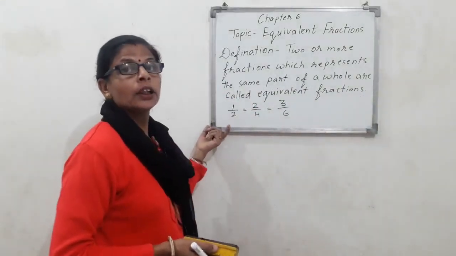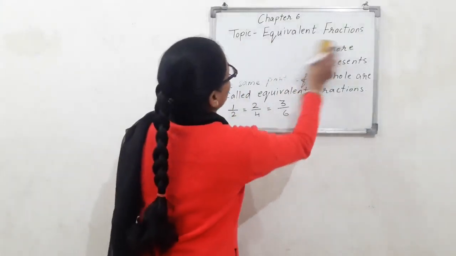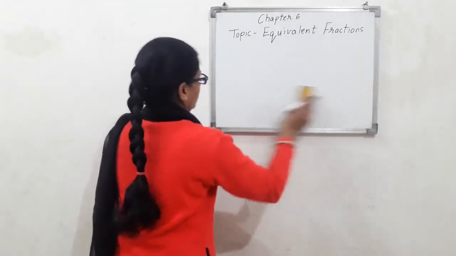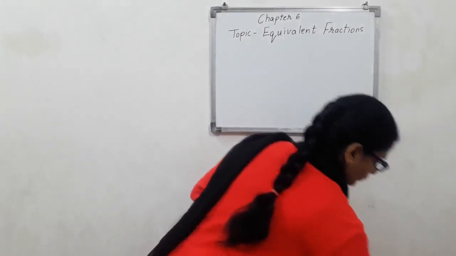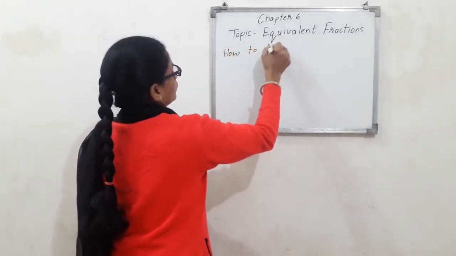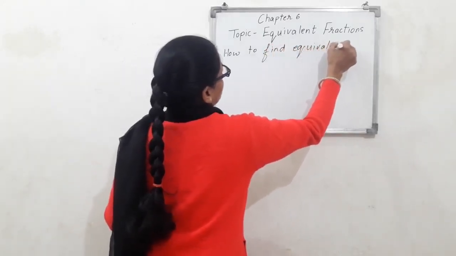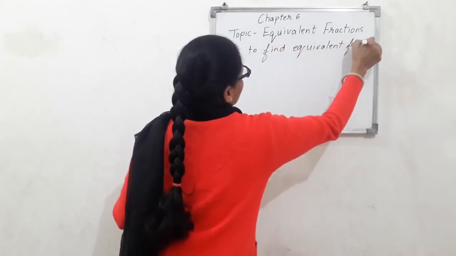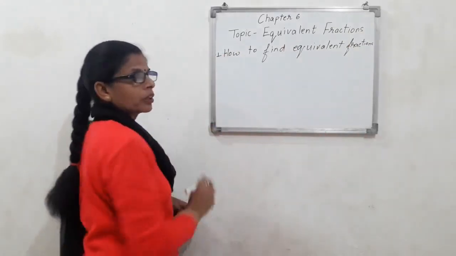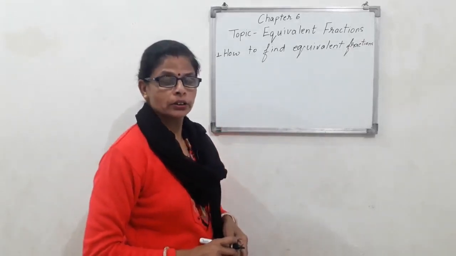Now, how to find equivalent fractions? How to find equivalent fractions? This is the first point. We have written the definition. We have understood what an equivalent fraction is. Now, how to find an equivalent fraction?